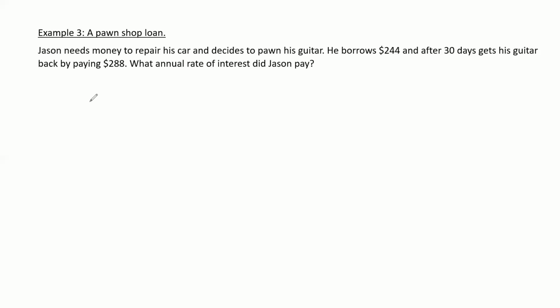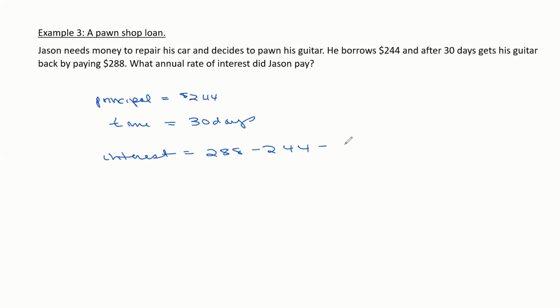So Jason borrowed $244, so his principal is $244. His time was 30 days, and he got his guitar back after 30 days and had to pay back $288. So his interest that he paid was the $288 minus the $244, so $44. And the question was, what's the rate?